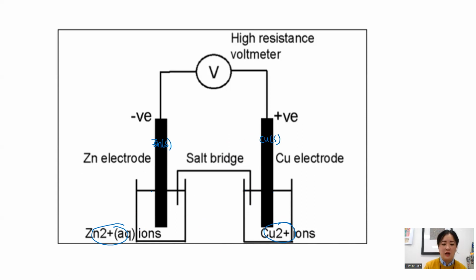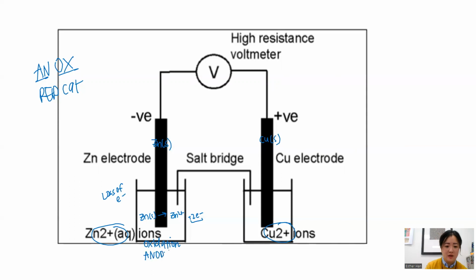In our left cell, we had a reaction where there was a loss of electrons. So we had our solid zinc losing electrons to turn into zinc 2+ plus 2 electrons that were now free to go up into this wire. Anytime this loss of electrons happens, we're looking at an oxidation reaction. And you remember An Ox Red Cat, right? An Ox is a helpful mnemonic to remember that for oxidation, we have our anode, and this is just the name of our half cell.